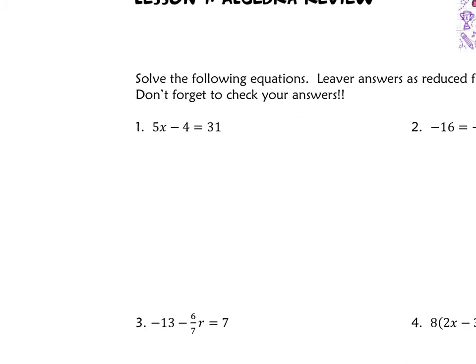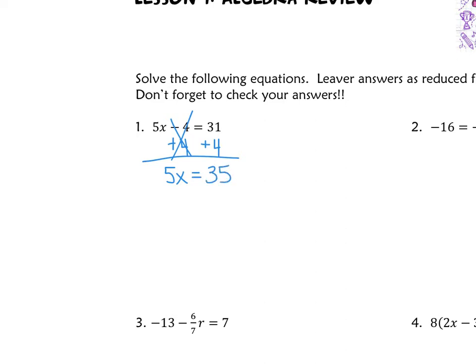Right, so for our first example, we have 5x minus 4 equals 31. Now, when you solve equations, hopefully you remember from last year that what you do is the reverse order of operations. So you'd first want to undo any addition or subtraction that's occurring. In this equation, we have 5x minus 4 equals 31. So what I would have to do is add 4 to both sides. Undoing the minus 4 from the left side, I'm left with 5x equals 35.